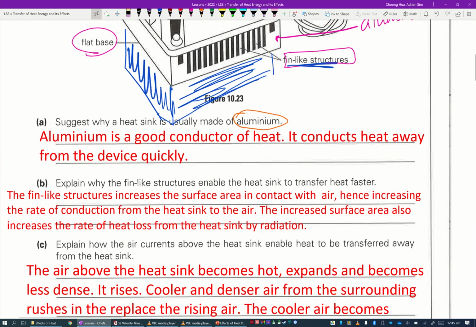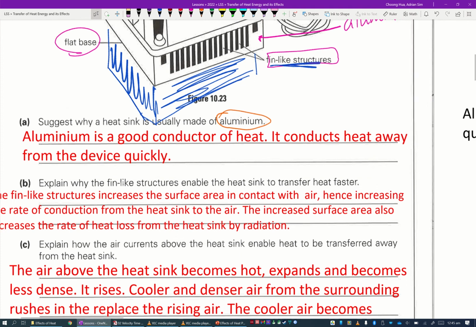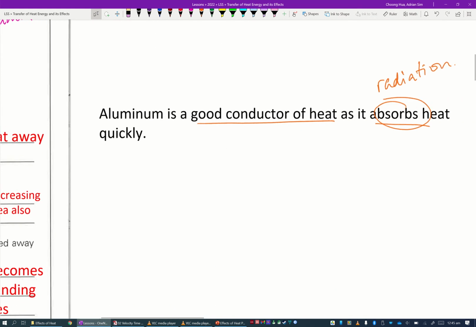Now, explain why the fin-like structures enable the heat sink to transfer heat faster. Half of you are able to tell me the fin-like structure increases the surface area, but there's another half who were unable to understand what exactly the fin-like structure is. So I'm going to try to draw on this slide here what a fin-like structure is.